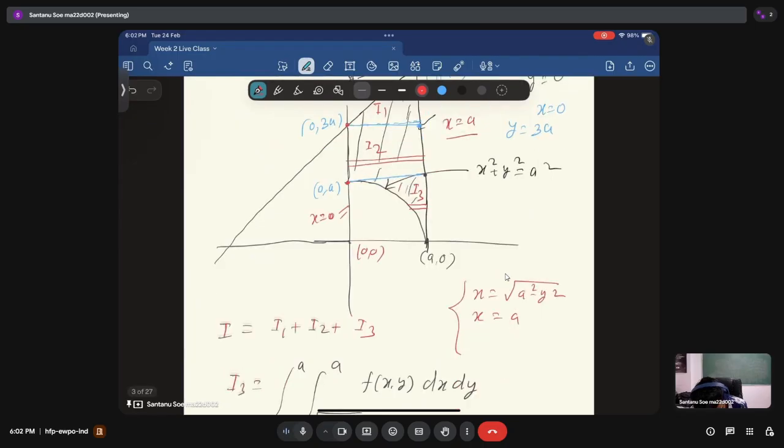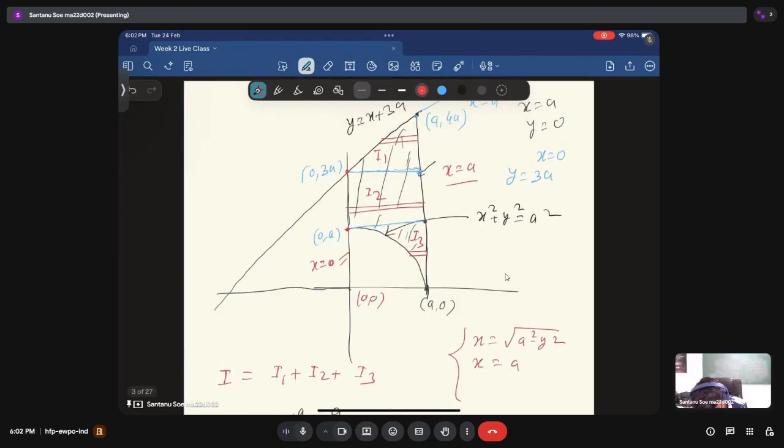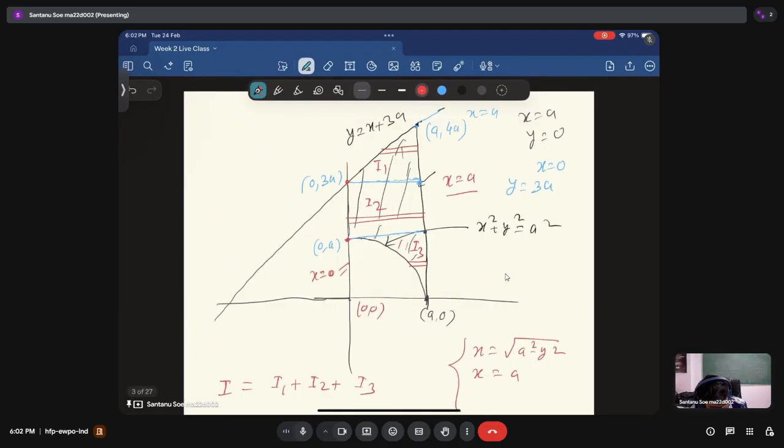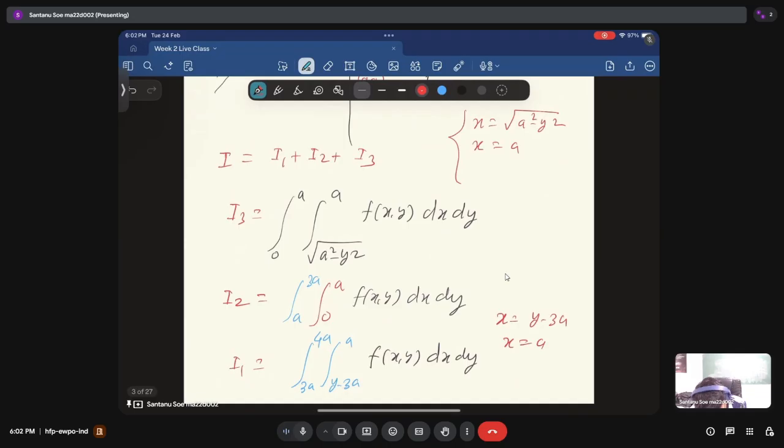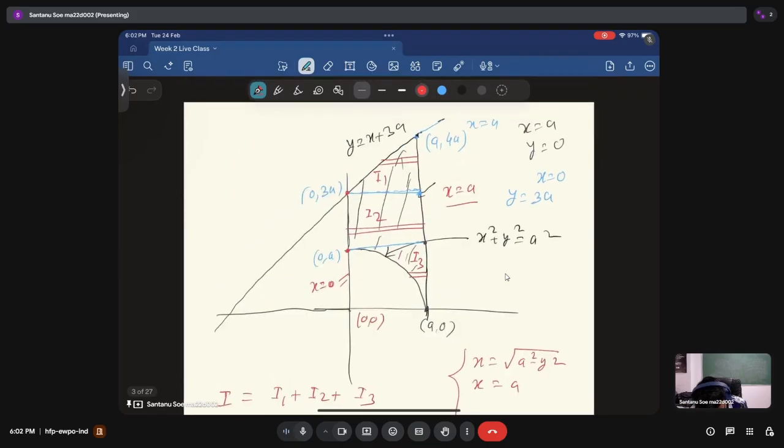And similarly for the region I1, the x limit is varying from, since y equals x plus 3a, x will be y minus 3a, and the right side is nothing but x equals a. So the strip is varying from x equals y minus 3a to x equals a. So this is the region of I1, and the y limit is nothing but 3a to 4a.